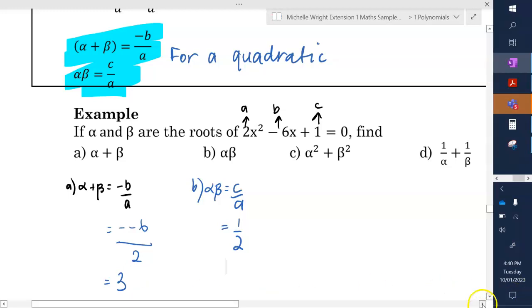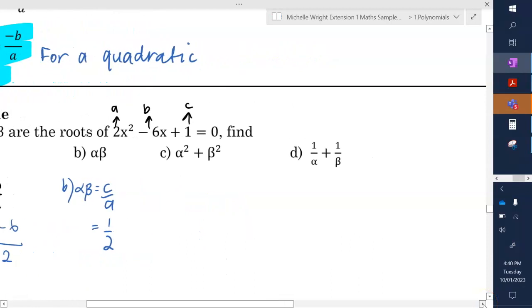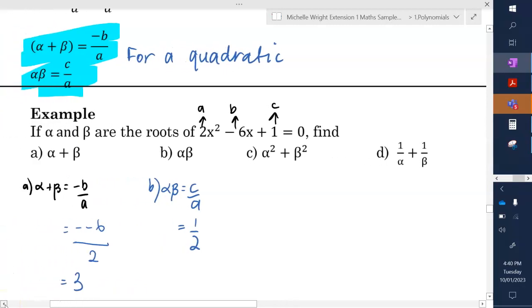Let's look at our next one. Alpha squared plus beta squared. Now, we don't have a formula for alpha squared plus beta squared yet, do we? All we know is we've got alpha plus beta and we've got alpha beta. So we need to come up with something that has an alpha squared plus beta squared in it.